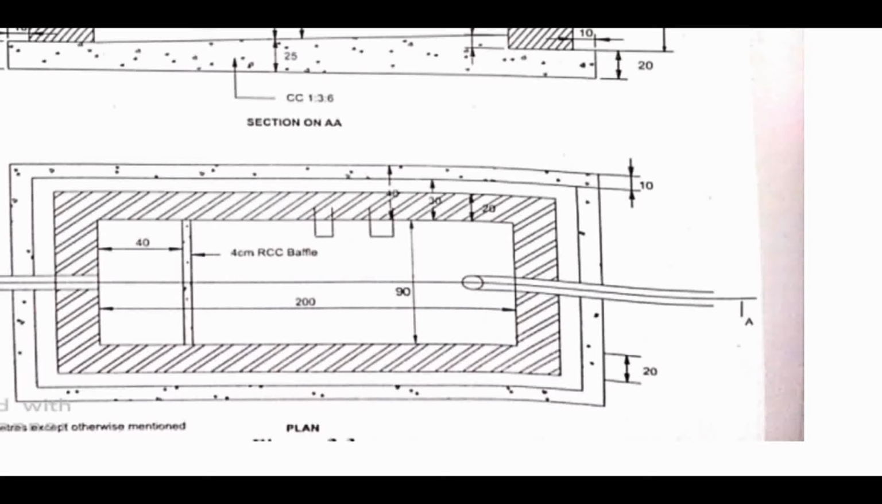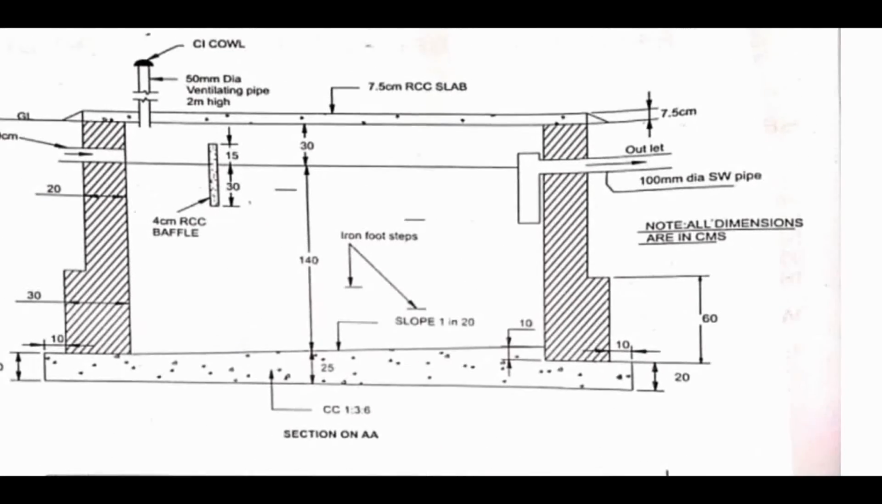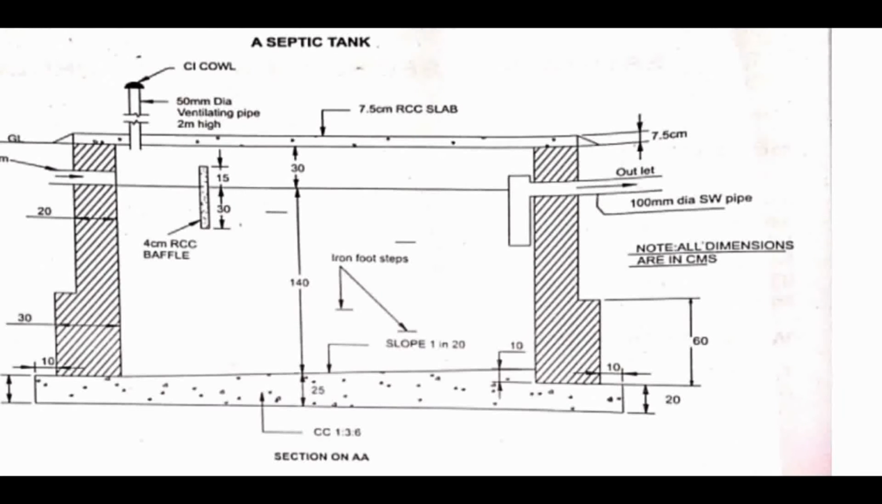It is 90. So 0.9 will be your length, and thickness is how much? For the first step it is 30, and for the second step it is 20, and the depth is also the same, right? 60 and 1.15 meter, that is your depth.